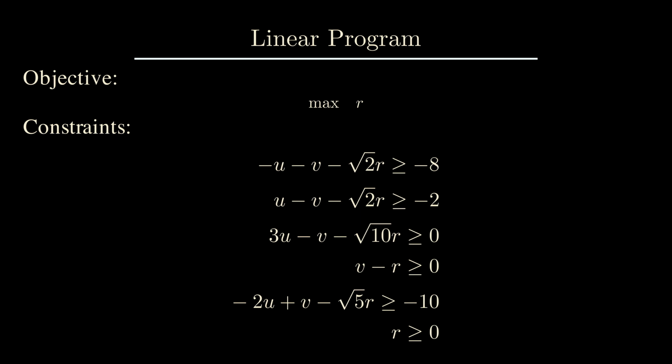In a linear program, the objective function and the constraints are all linear functions of our decision variables, which are colored in red here. Also, although here we only have greater than or equal to constraints, we can also have less than or equal to and equality constraints in a linear program.